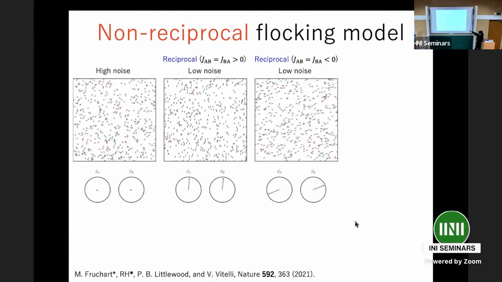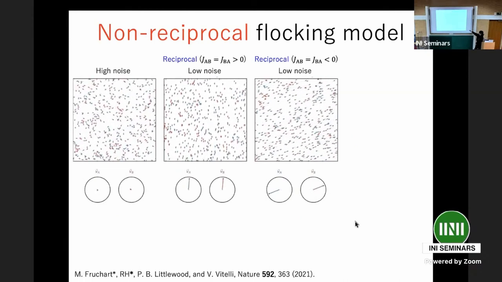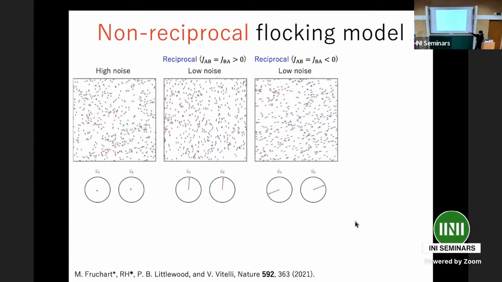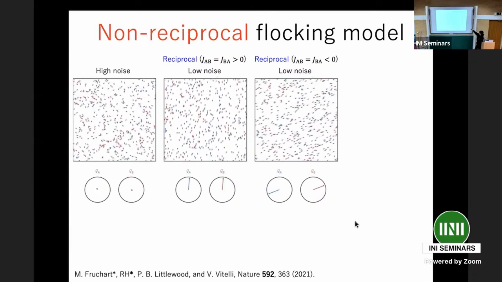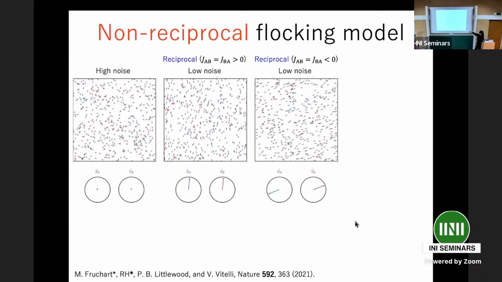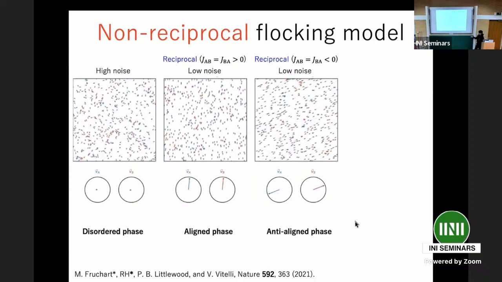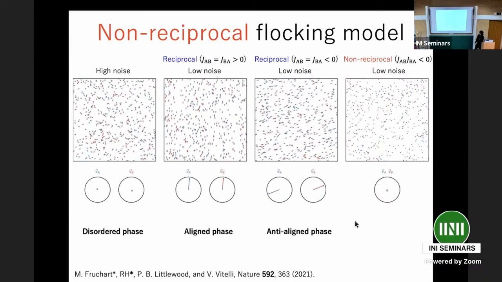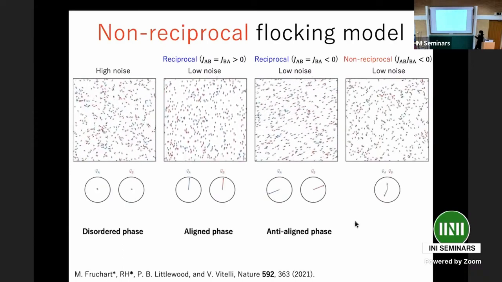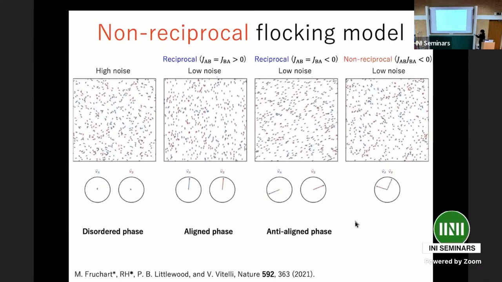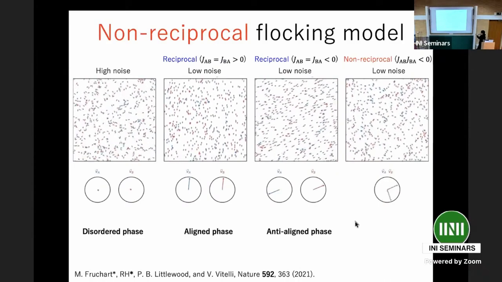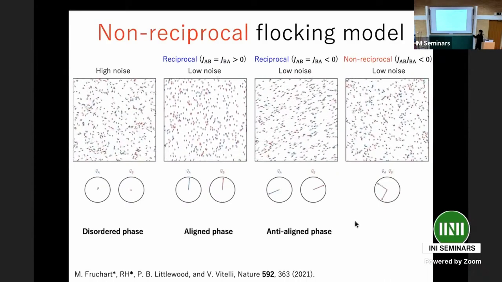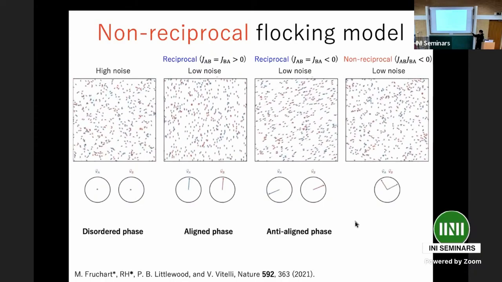When J_AB and J_BA are paramagnetic, A and B align, while if A and B are anti-aligned, then they'll converge to this anti-aligned phase. But what happens in the non-reciprocal case? Well, because A wants to align with B and B wants to anti-align with A, it starts this chase and runaway motion.